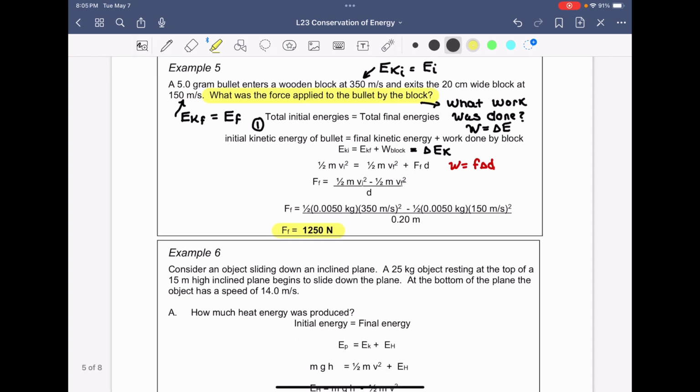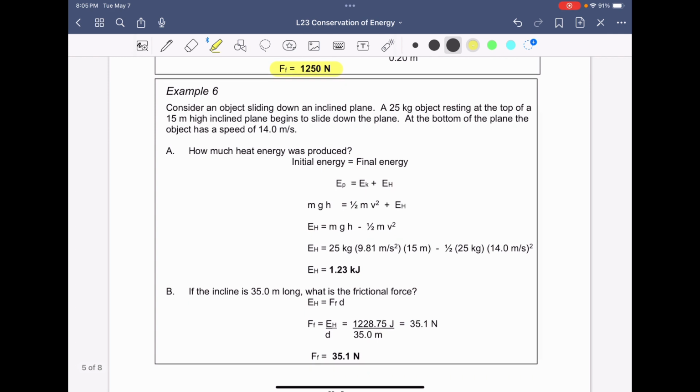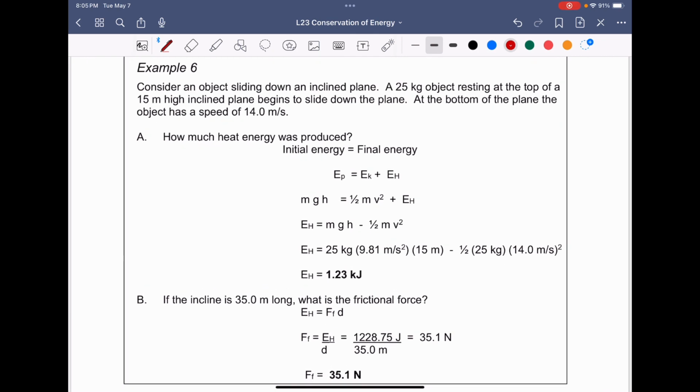Okay, now I just want to take a look at one more problem here that involves some sort of energy loss, or a non-isolated system, and it's the following. What if we have an object that's sliding down an inclined plane, and we have 25 kilograms of an object resting at the top of this 15-meter high inclined plane, and it begins to slide down? At the bottom of the plane, the object has this speed.